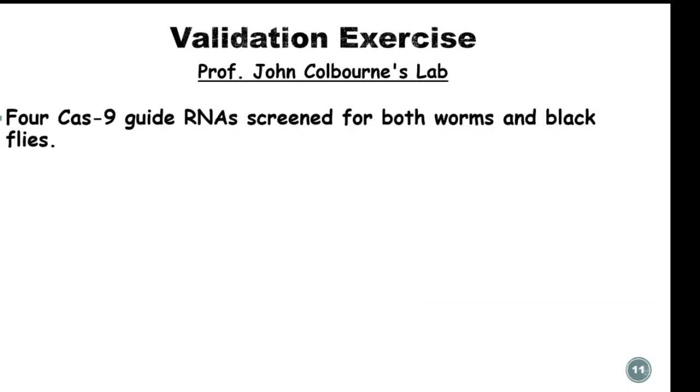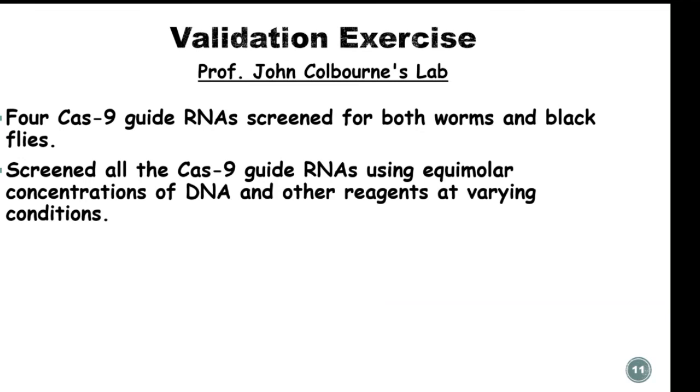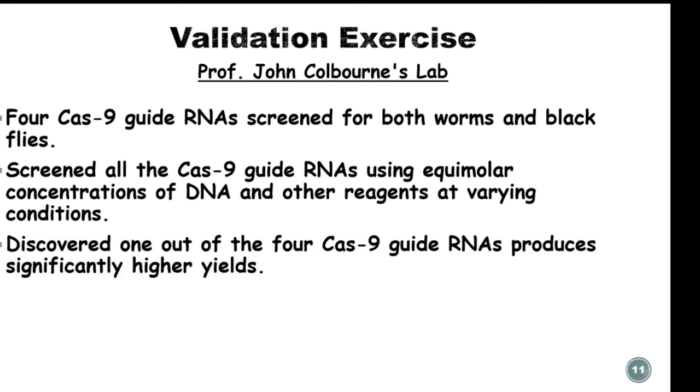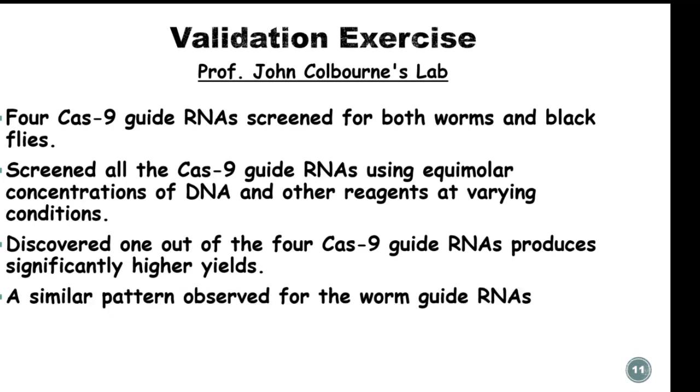Next, we used four Cas9 guide RNAs for both worms and the black flies, and we screened them using equimolar concentrations of DNA, and also we varied a lot of reagents and conditions. We discovered that for both the worm and the black fly, one of the guide RNAs produced significantly higher yields.